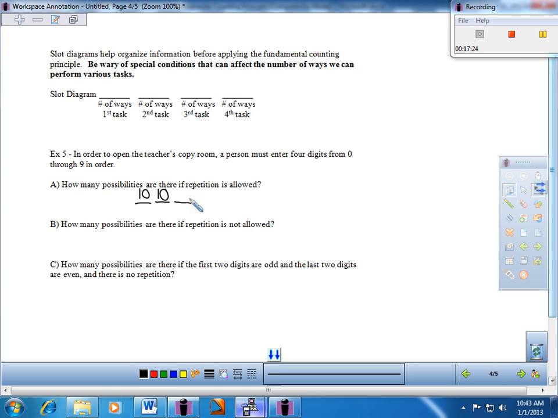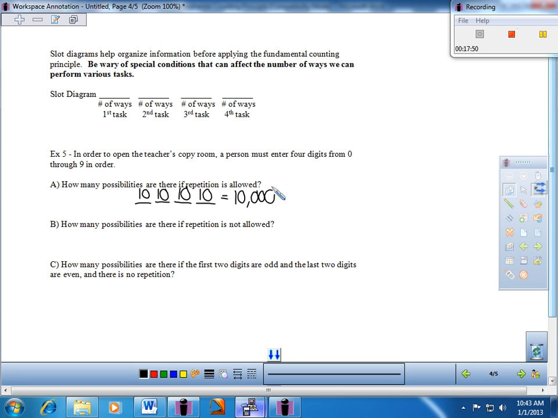Okay, next one. Your next task is to hit the third button or find the third digit. And in this case, how many possibilities are there for that third digit? There are 10 possibilities. And then last but not least, we do it one more time. Hit that fourth button, and there are 10 possibilities for it. So you can see, without too much issue on this one, it looks like 10 to the fourth. So there are 10,000 different copy codes that are possible there.